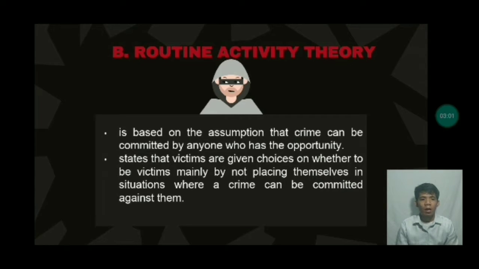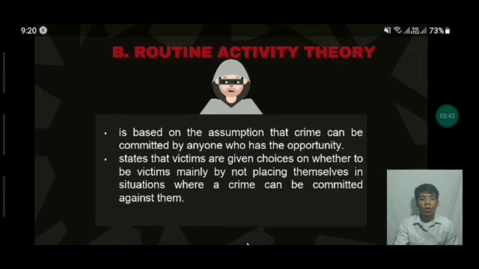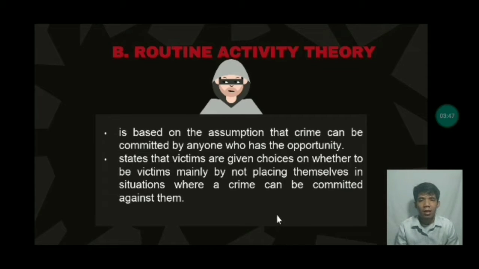Ang example is kanang isang bata nga gigutom. Then nakakita siya og tindahan nga open nga pwede niya makawatan. Ang bata diri is ang offender. Open man siya, then walay tao nga makakita. So if he does the crime, walay makakita na tao. That is why there's opportunity to do the crime, and that is the routine activity theory. And this theory was created by Lawrence E. Cohen and Marcus K. Felson.